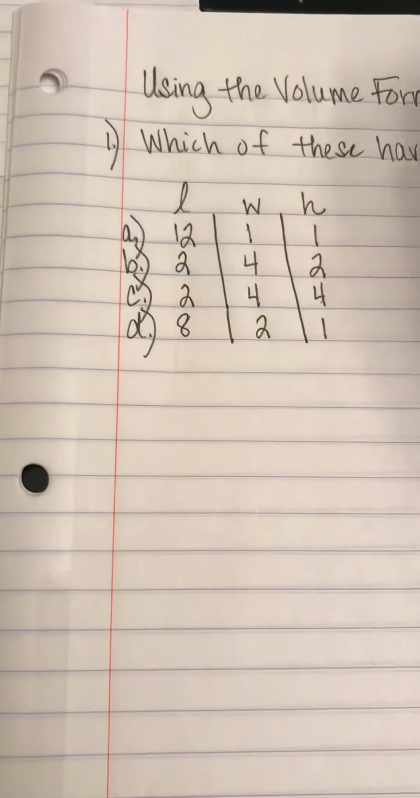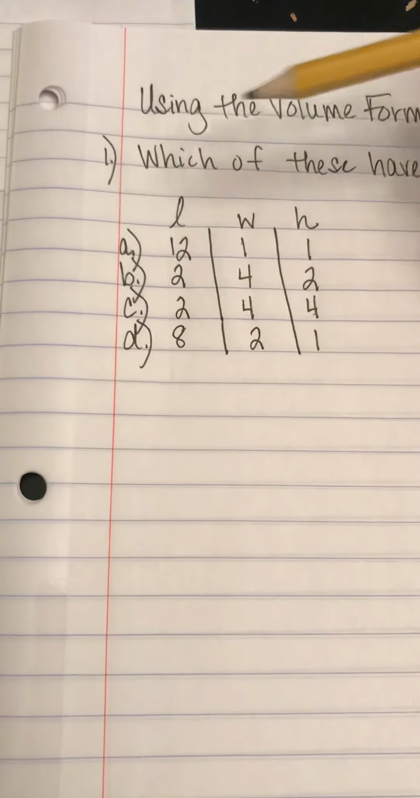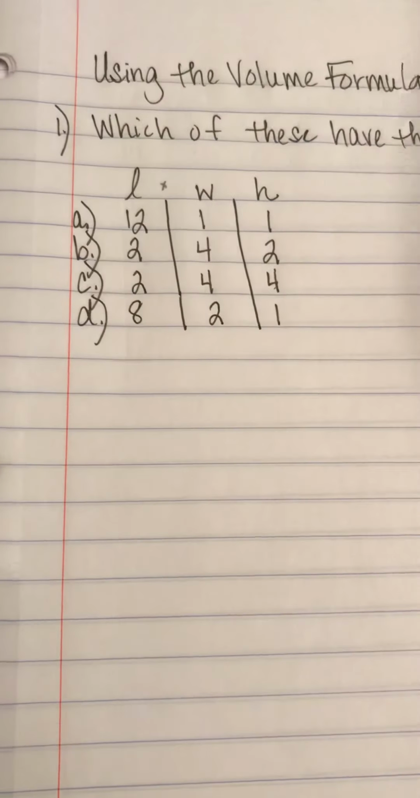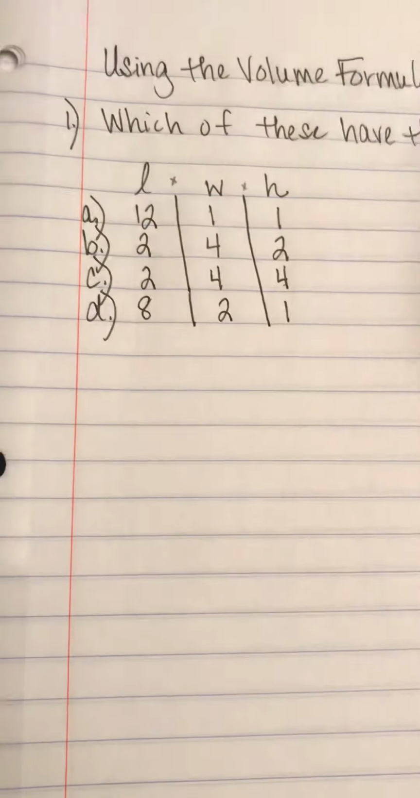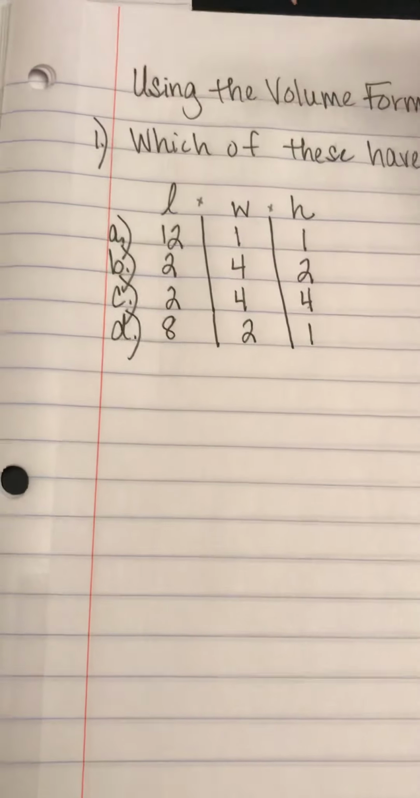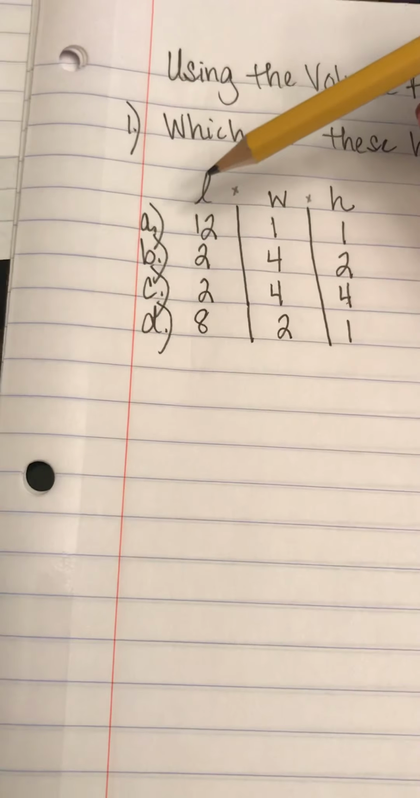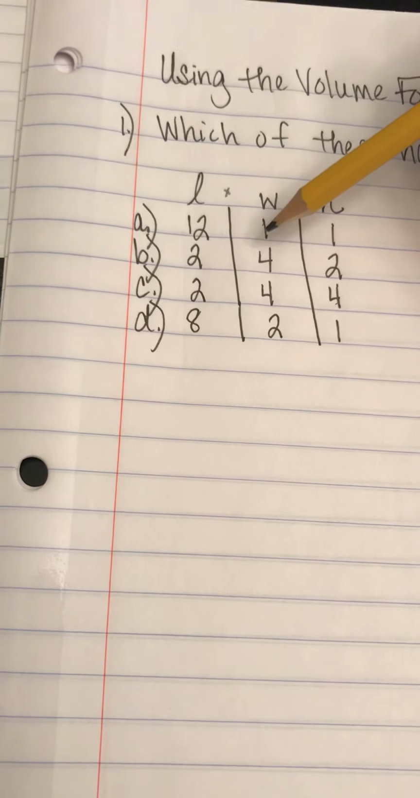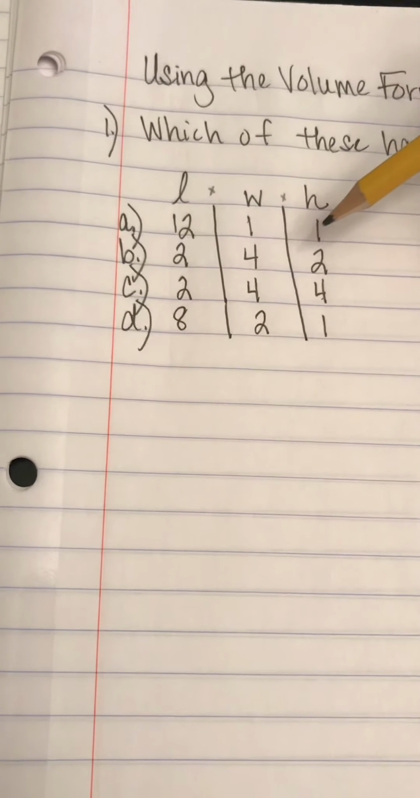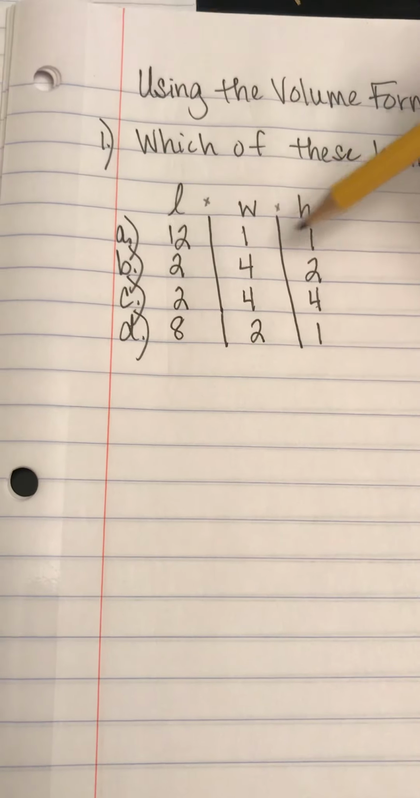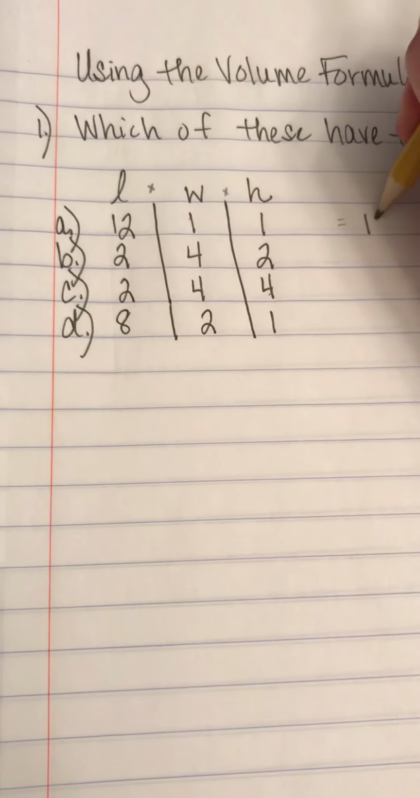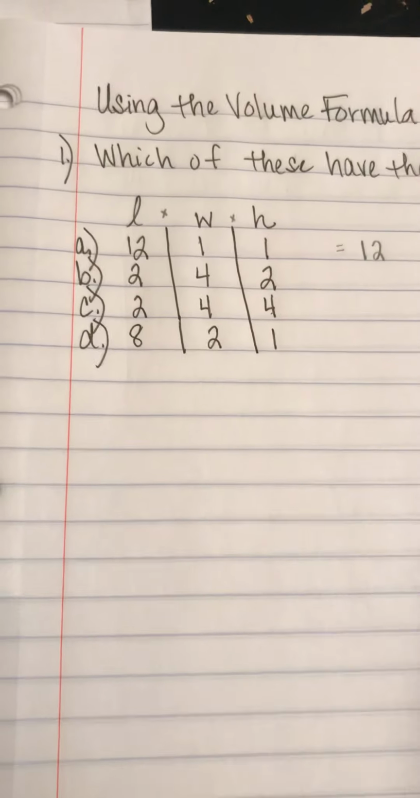So let's look at A. To find volume, remember, you simply multiply length times width times height. So let's multiply our first set. So we have a 12 for length, a 1 for width, and a 1 for height. So it would be 12 times 1 is 12, times 1 is still 12. So the first one is 12 cubic units.